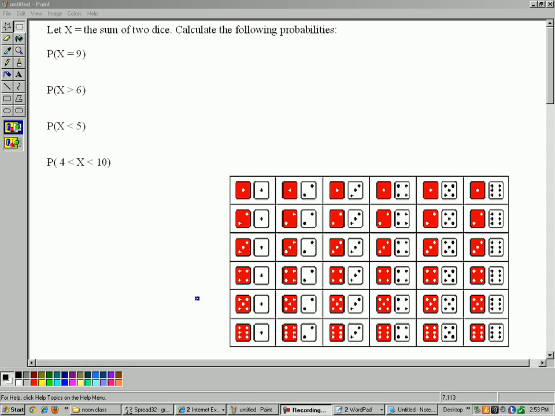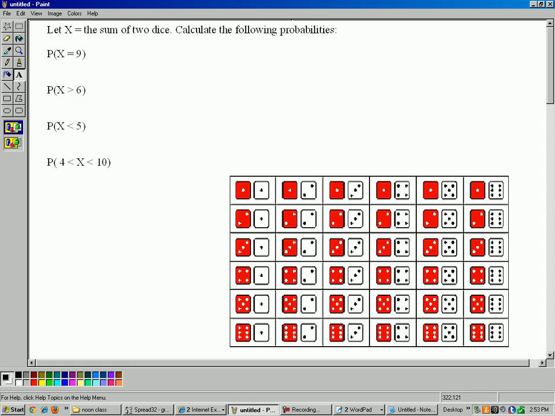Hello. Here is an example using dice to calculate probabilities. So the question is: let X be the sum of two dice. So X, capital letter X, means it's a random variable. The sum of two dice, meaning we roll two dice and we add them together. Calculate the following probabilities. Okay, first question.